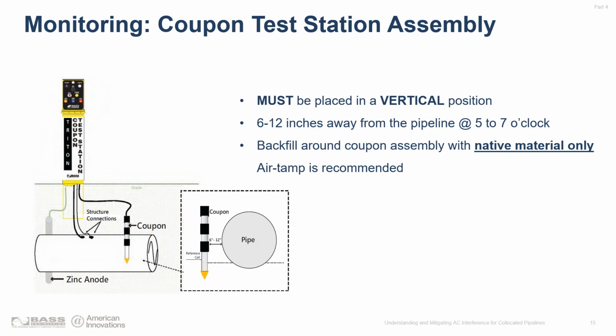As far as installing that coupon, it's very important to backfill it with that native material. As I mentioned, we want to simulate what the conditions are like for a specific region of the pipeline. So you want to make sure to use the same type of soil that's surrounding the pipeline itself, and you want to use an air tamp to make sure that those coupons are making good contact with that soil, so you can get the most accurate representation of what can be occurring out there.